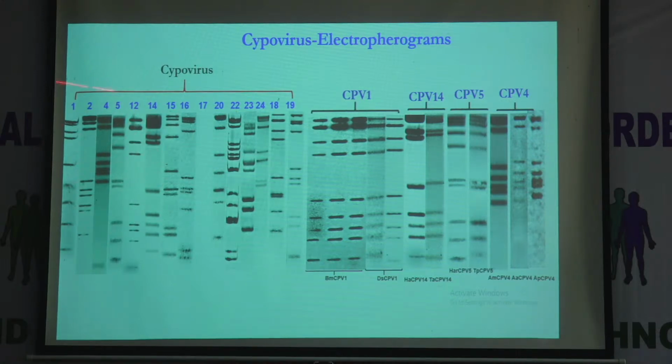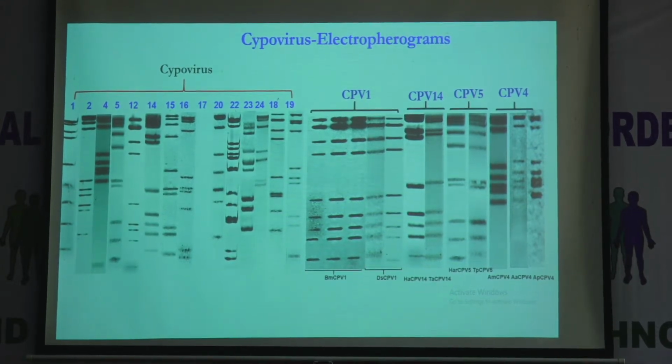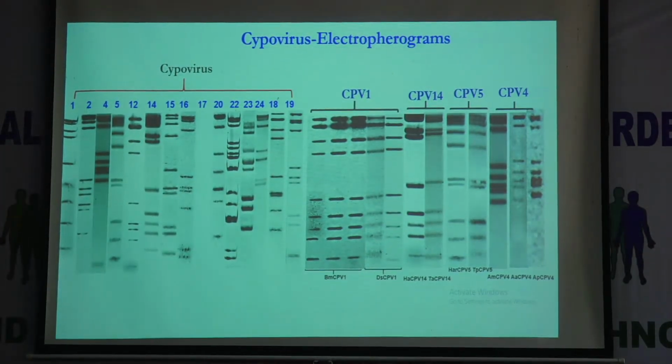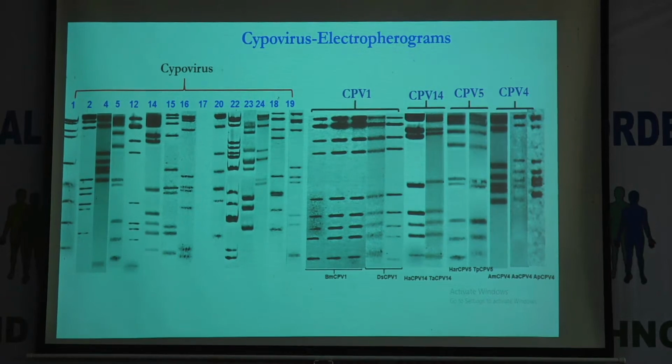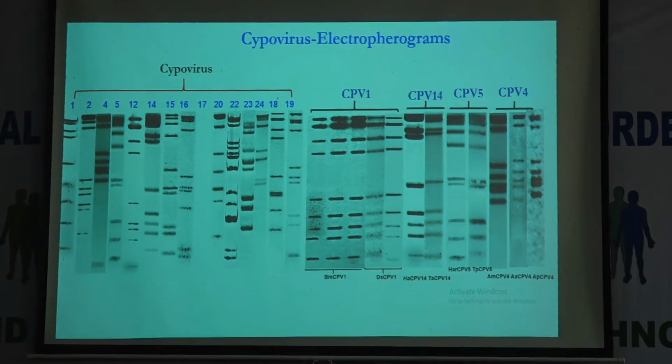You could see, for example, cypovirus 1 forms segments like this, cypovirus 2 forms segments like this, and cypovirus 20 forms segments like this. So all are double stranded RNA with a segmented genome, but the segment size and their electrophoresis pattern is different. By simply extracting the genetic material and comparing your electrophoretic pattern with the database, we will come to know which virus it belongs to.